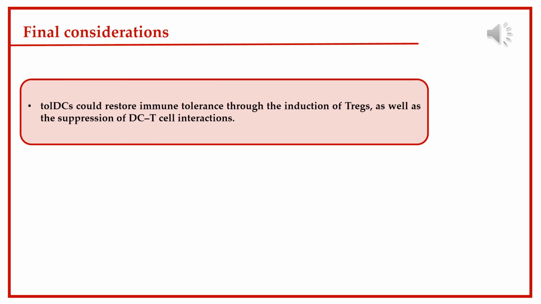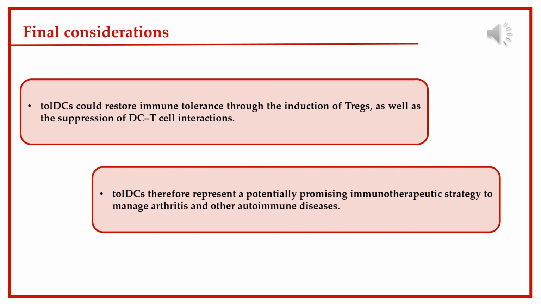In conclusion, tolerogenic DCs could restore immune tolerance through the induction of Tregs, as well as the suppression of DC-T cell interaction. Moreover, tolerogenic DCs represent a potentially promising immunotherapeutic strategy to manage arthritis and other autoimmune diseases.